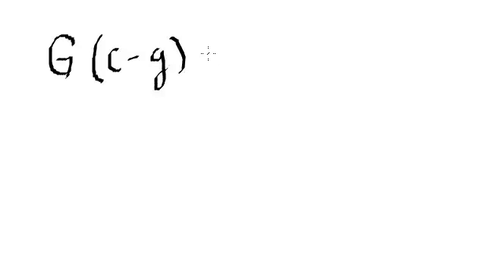All right, let's look at another one here. So we've got G, and in parentheses we're going to have a C minus a small g, and that's going to be equal to I minus m. And in this case, we're going to solve for big G. So we want to get big G by itself.